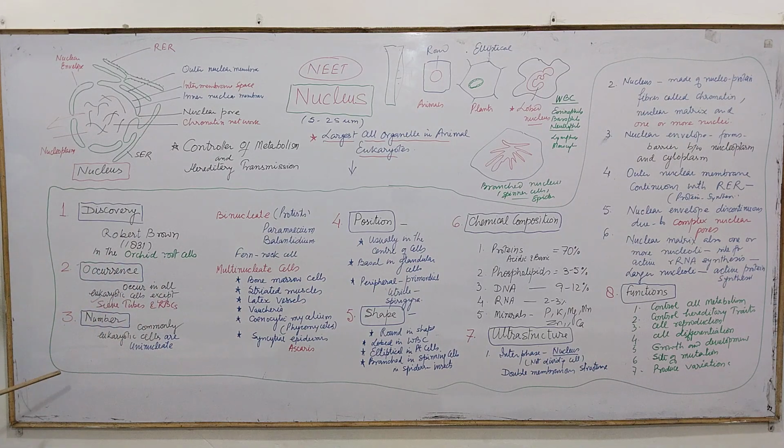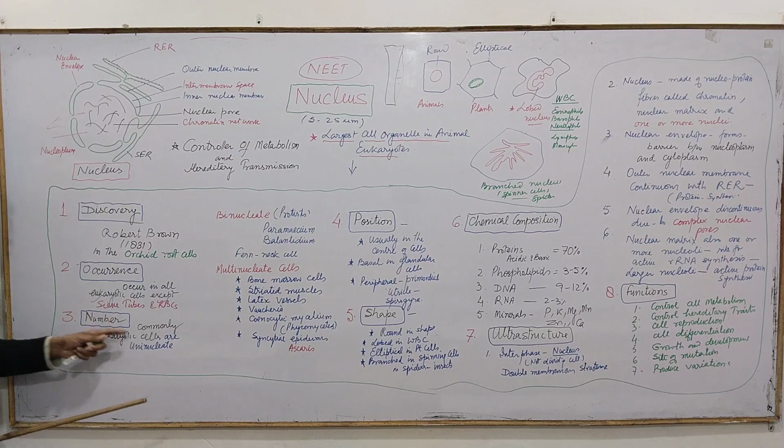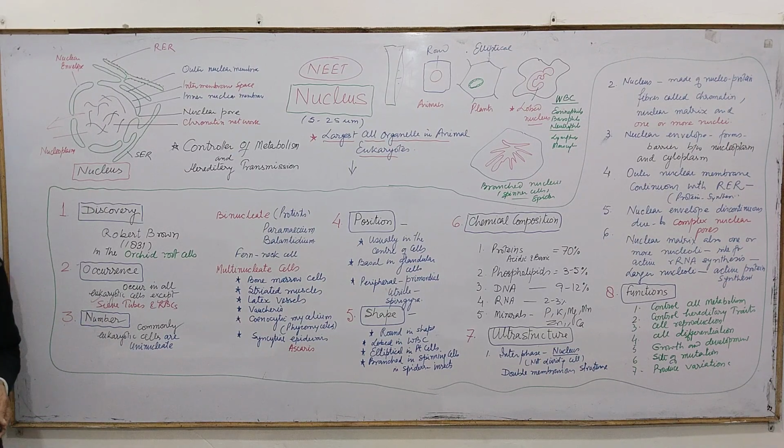The next topic, number. Usually in a normal somatic cell of the human body or the plant body, they all possess only one nucleus. You can say uninucleate cells are there. A single cell has a single nucleus to control the cell metabolism. Now let us look at some variations.